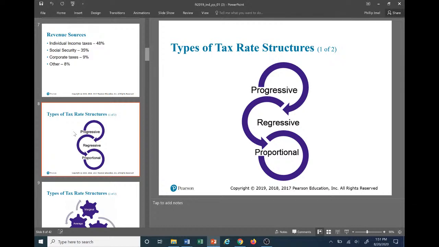So pretty much the structure of individual income tax rates: you have the possibility of tax rate structures being either progressive, proportional, which is a flat tax, or even regressive. Currently, the federal tax system in the U.S. is a progressive tax system, and it's going to range anywhere from 10 to 37%. So in the U.S. here we have the progressive tax rate.